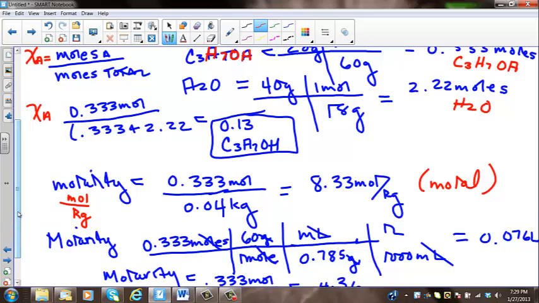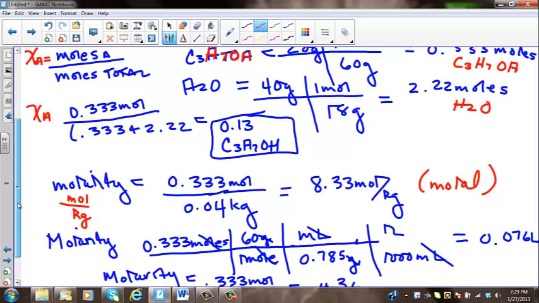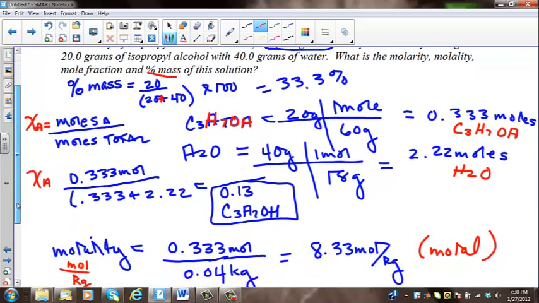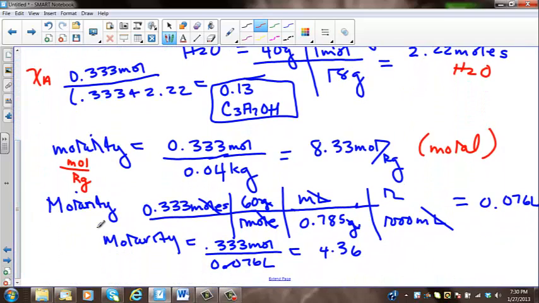And molarity. Molarity is moles over liters. However, they told us that the density of the isopropyl alcohol was 0.785. So if it's not a density of 1 like water is usually at standard temperature and pressure, we have to take that into consideration. So we had 0.333 moles of the isopropyl. 1 mole is approximately 60 grams, and the density was 0.785 grams per 1 milliliter. And then we had to change milliliters to liters, 1 liter here.